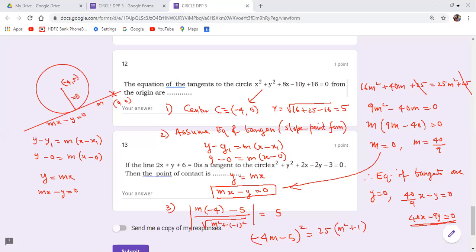Any doubt anywhere? Everybody followed? For the first step, center and radius. Second step, assume the equation of tangent. Third step, find the unknown by perpendicular distance from the center equal to the radius.